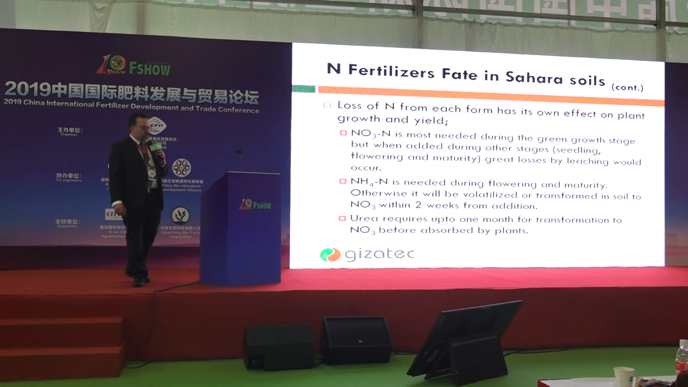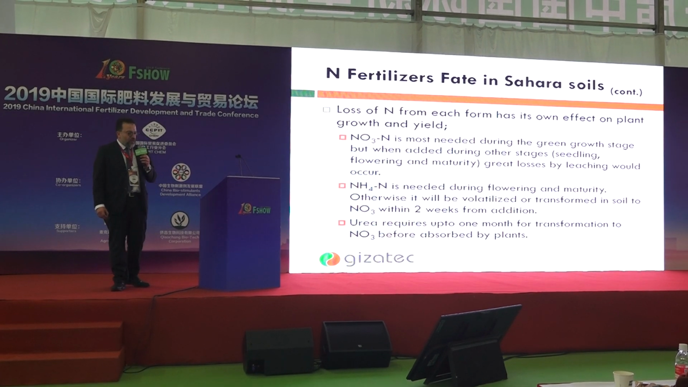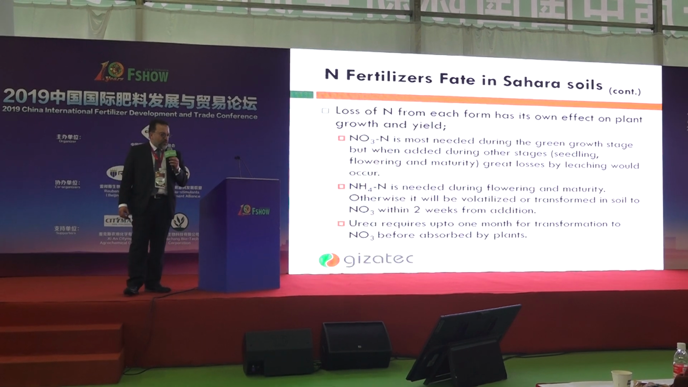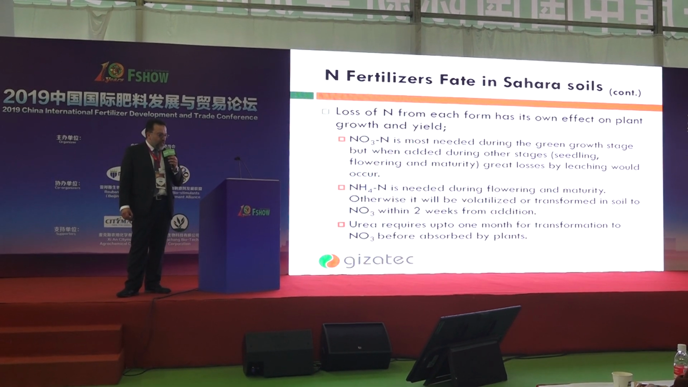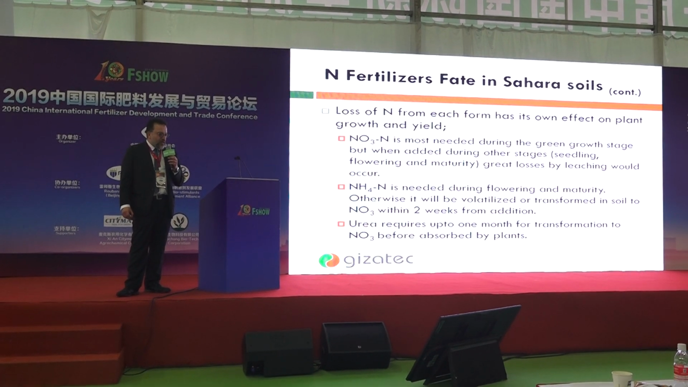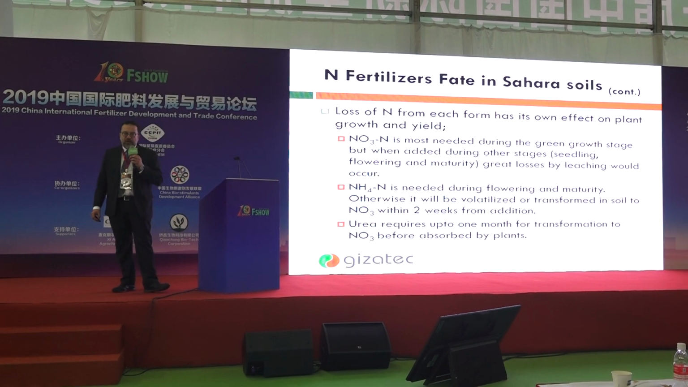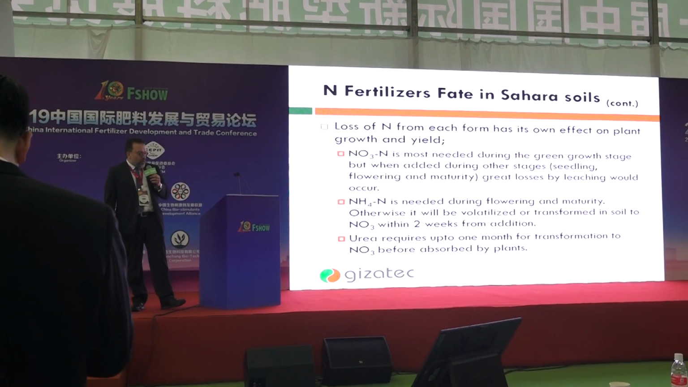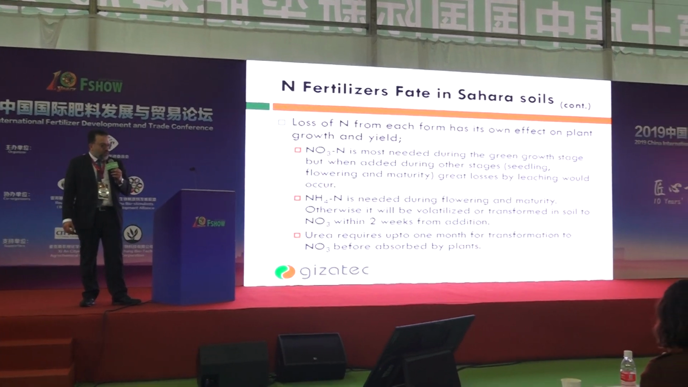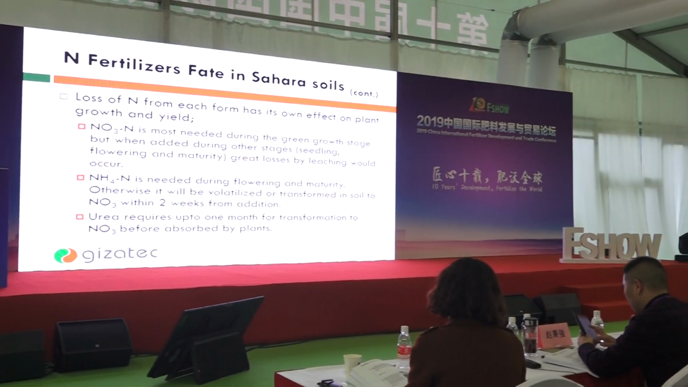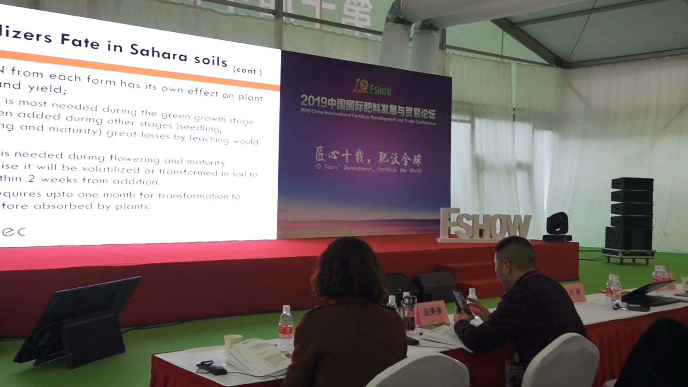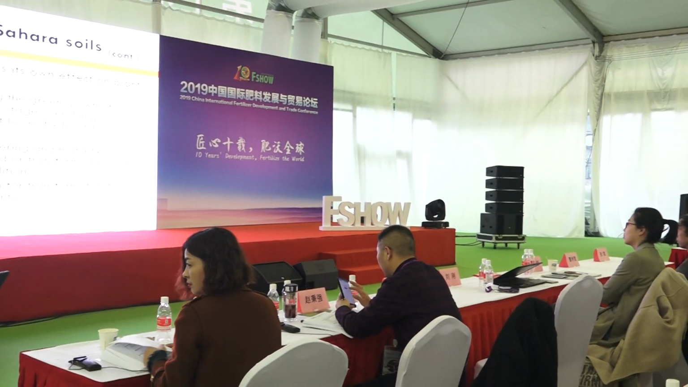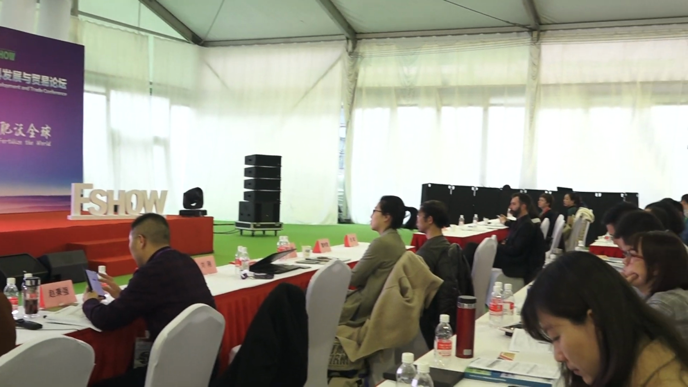Nitrate nitrogen is most needed during the green growth stage, but when added during other stages, seedling, flowering, maturity, great losses by leaching would occur. Ammoniacal nitrogen is needed during flowering and maturity, otherwise it will be volatilized or transformed in the soil to nitrate within 2 weeks, sometimes much shorter.